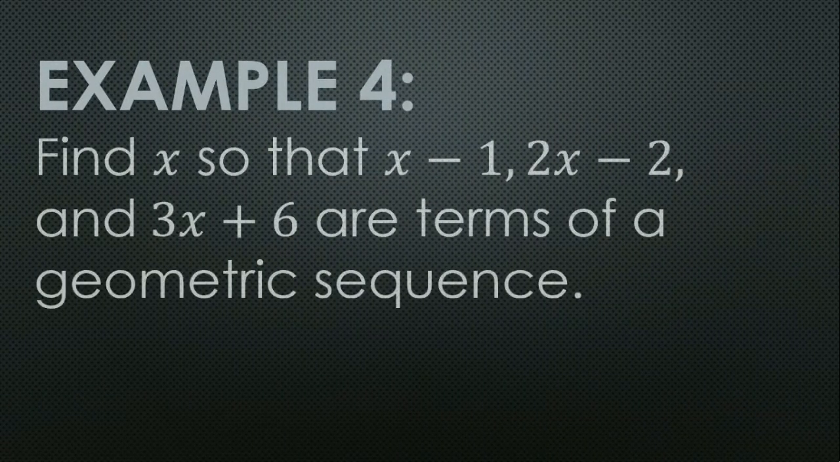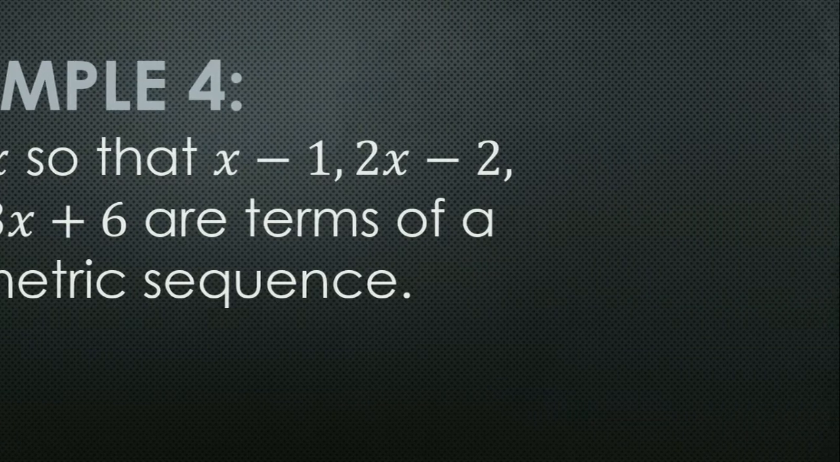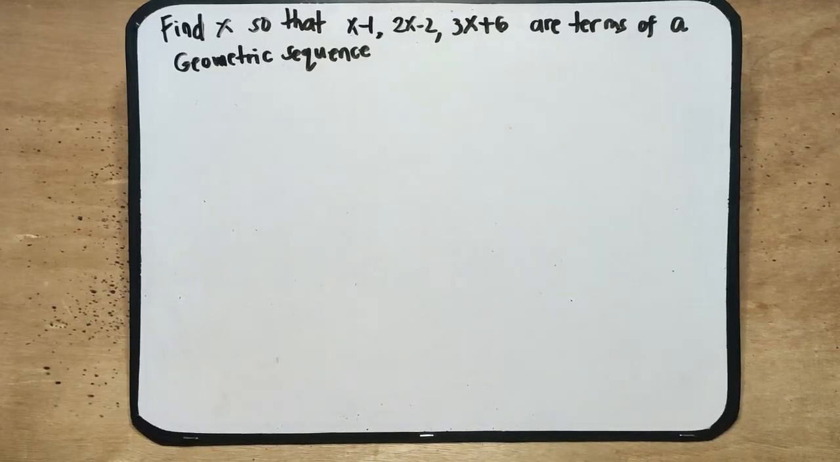Example number 4. Find x so that x minus 1, 2x minus 2, and 3x plus 6 are terms of a geometric sequence. For the solution, watch this video. In this example, we find the value of x so that x minus 1, 2x minus 2, and 3x plus 6 are terms of a geometric sequence.